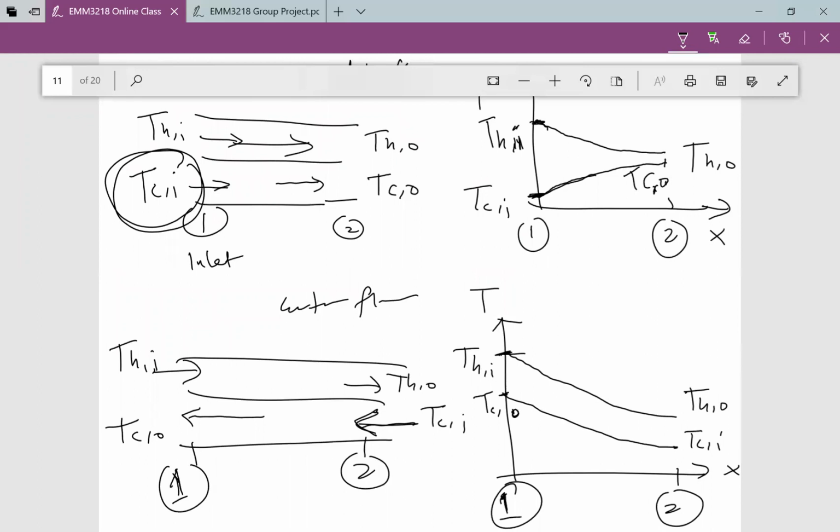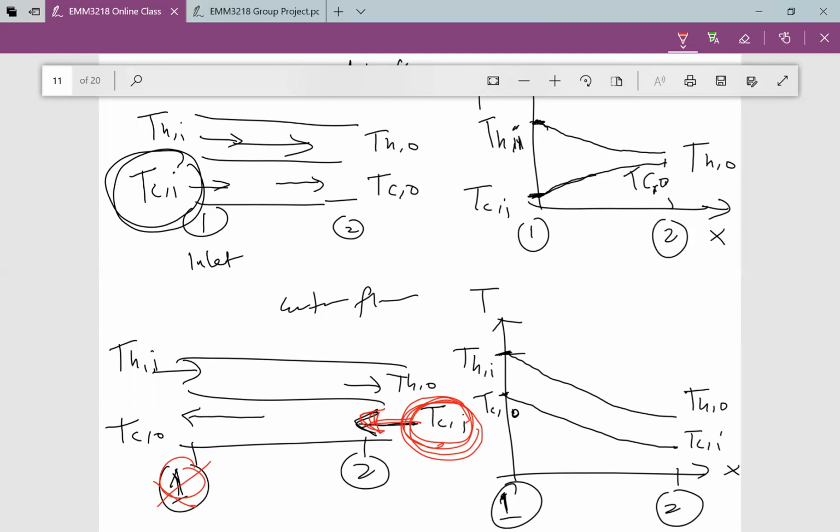Okay, the reason we do 1 and 2 is because we don't want you to get confused between inlet and outlet. So inlet and outlet actually depends on the fluid. If, for example, this is the cold fluid, and it is entering at the end, then this becomes the inlet for that T cold, not location 1. So 1 and 2 is not necessarily about inlet and outlet. It's about one fixed location.